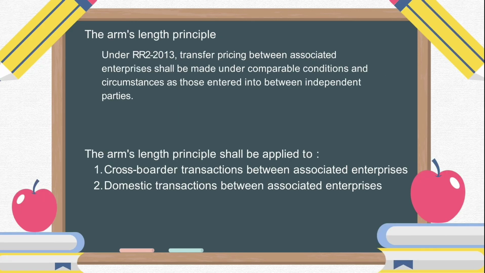The arm's length principle. Under RR2 2013, transfer pricing between associated enterprises shall be made under comparable conditions and circumstances as those entered into between independent parties, where market forces drive the terms and conditions of the transaction rather than being controlled solely by reason of the special relationship between the associated enterprises. In other words, an uncontrolled pricing method determined by market forces, also called arm's length pricing, is preferred. The failure to comply may expose the taxpayer to a transfer pricing adjustment, where the BIR recomputes the proper income of the associated enterprises. The arm's length principle shall be applied to number 1, cross-border transactions between associated enterprises. Number 2, domestic transactions between associated enterprises.